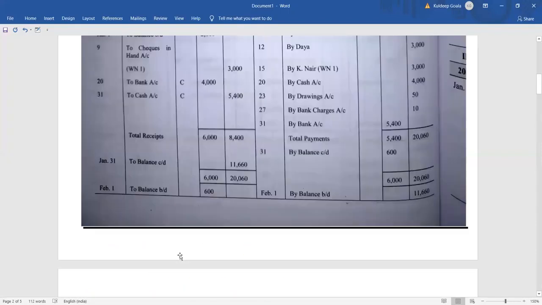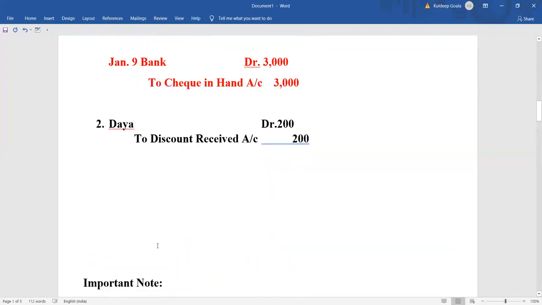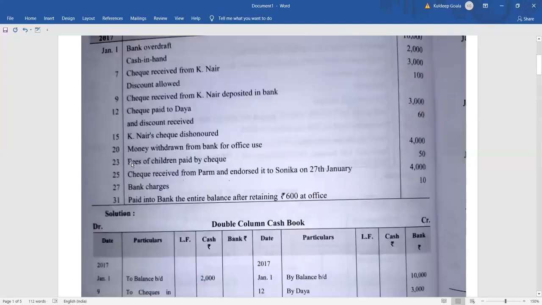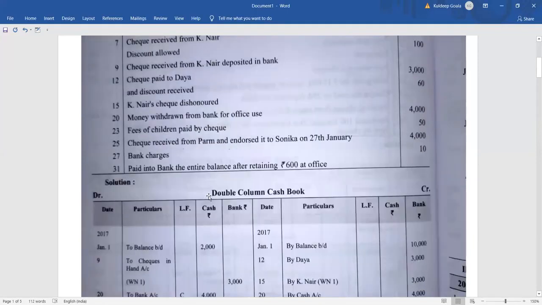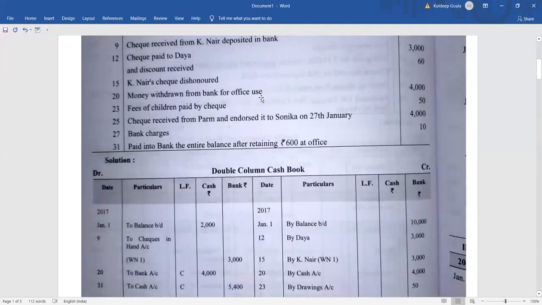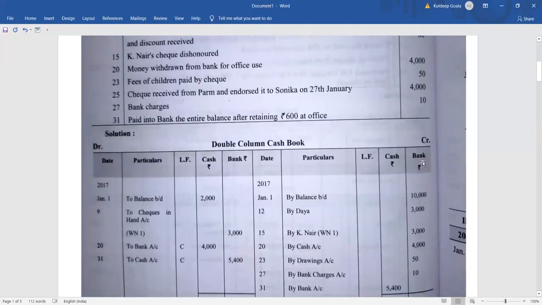So here what has happened? You can see that money was withdrawn from the bank for office use. So what will happen? Money will come in the cash and it will go out from the bank. So when it goes out from the bank, bank will be credit. So in the credit side of bank column, credit side में कहाँ पे गया? Cash में. So you write by cash, January 20, by cash account, how much? 4,000. Right? It is the withdrawal of money.